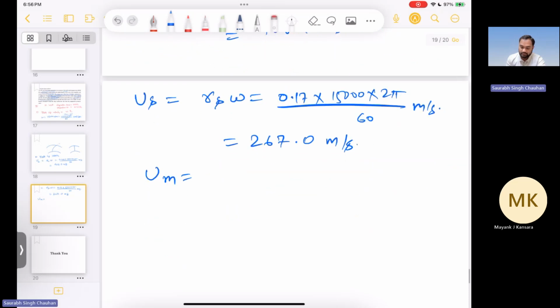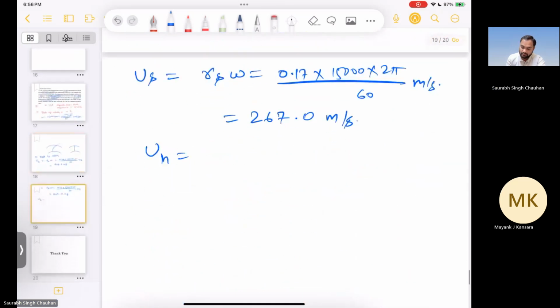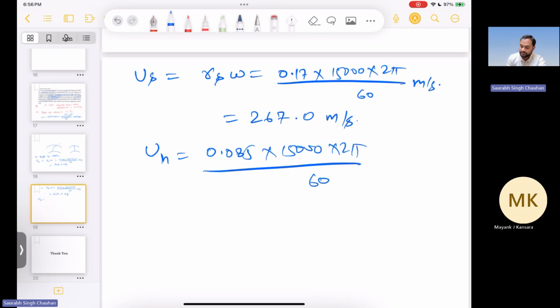And at hub, this is 8.5, so 0.085 times 15,000 times 2 pi by 60 meter per second. So it will come out to be 133.5 meter per second.